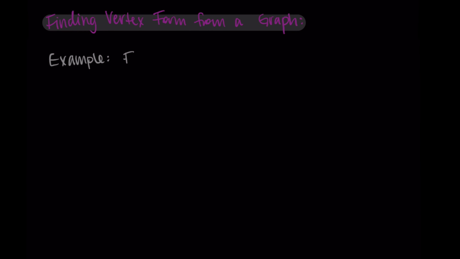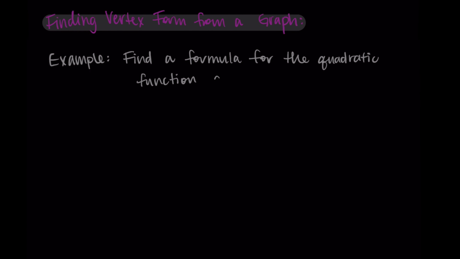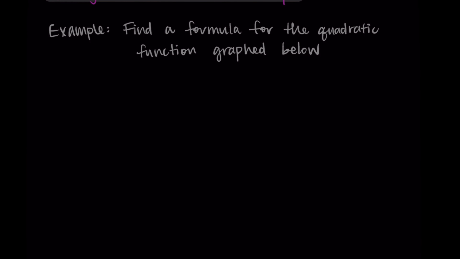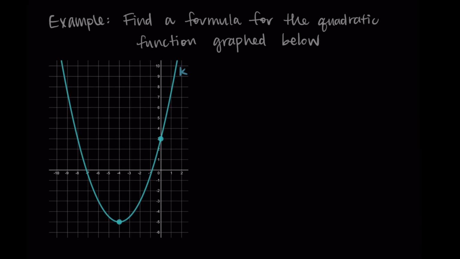And welcome back. In this video, we're going to work through an example of how we find vertex form of a quadratic function by looking at its graph. So let's find a formula for the quadratic function graphed below. Here I have the graph of a parabola. Let's call the function k, and I've already identified 2 points for us that we're going to use.